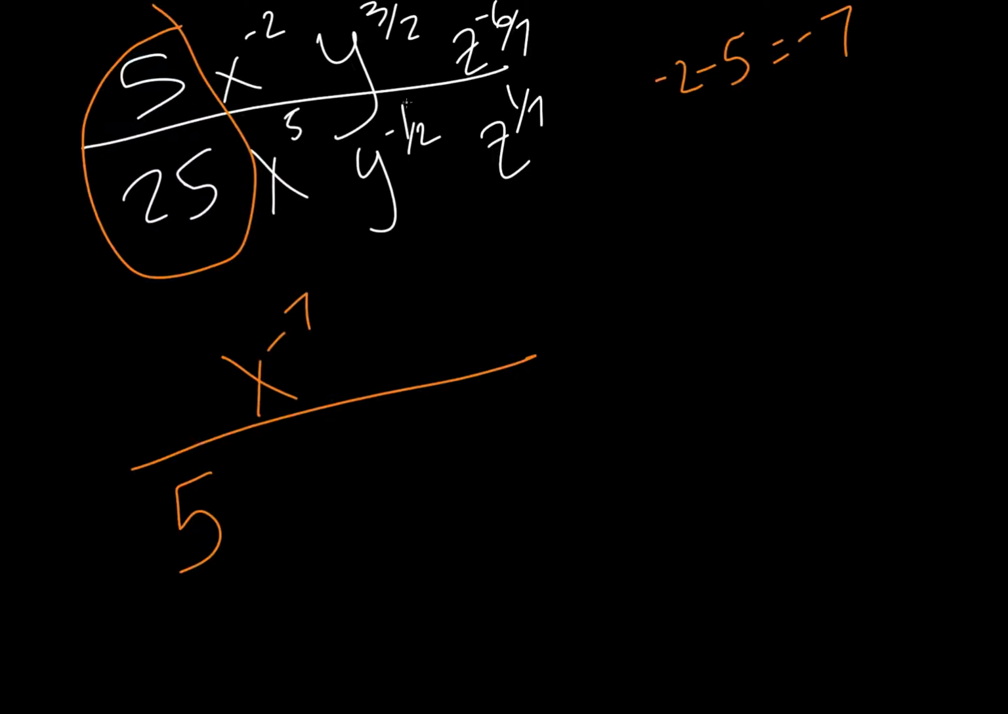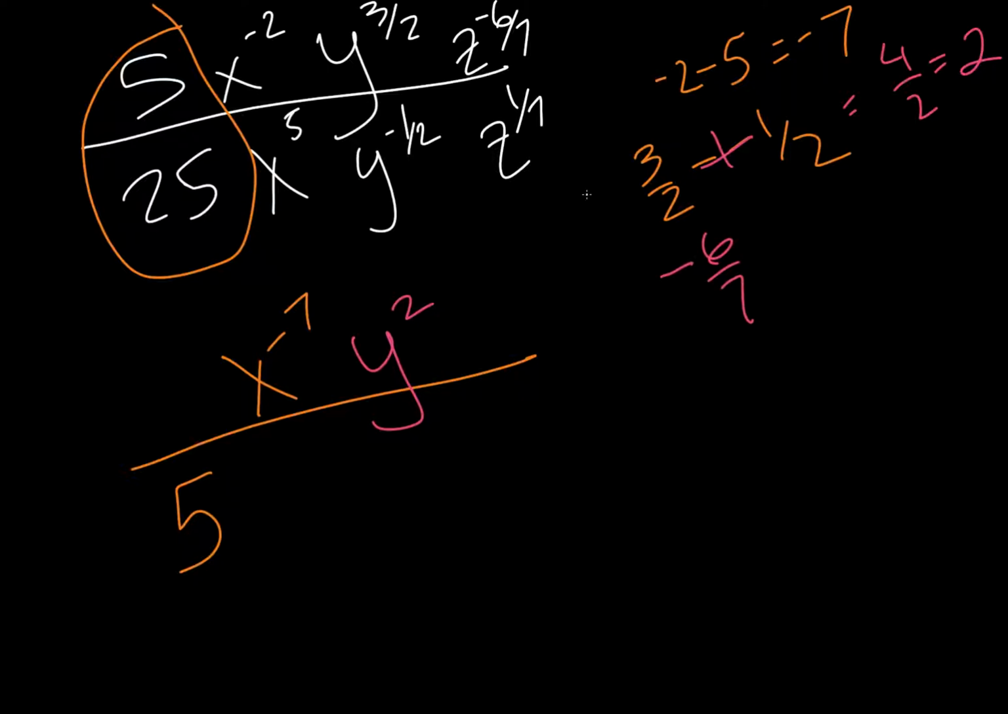Right here, 3 minus negative 1/2. So 3/2 minus a negative 1/2. So we have a double negative right here, so it's really a positive. So if it helps, change that to a plus sign. Now we have 3 plus 1, which is 4, halves, which is 2, so we get y squared. Okay, this one, negative 6/7 minus 1/7. So that's negative 7/7, which is negative 1. So we have z to the negative 1.